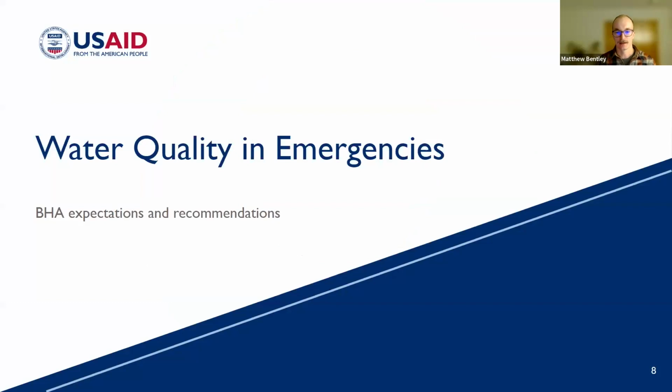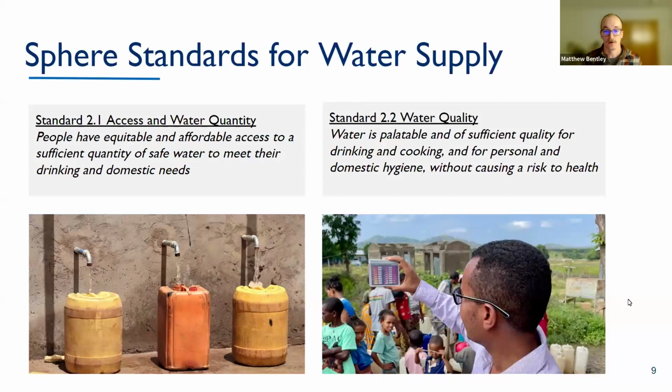If we could go to the next slide, we'll get started on an overview of water quality in emergencies, focusing on BHA's expectation and our recommendations around water quality. Next slide, please. So hopefully you all are familiar with the Sphere standards for water supply. I wanted to start us here because we're talking today about water quality, but that's really only one piece of the overall water supply standards that we have in emergencies.